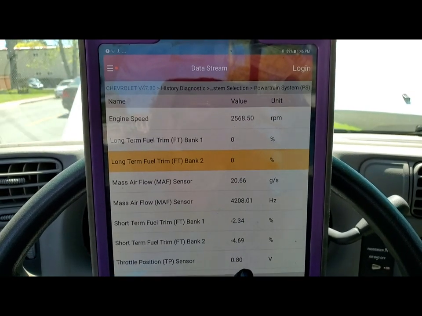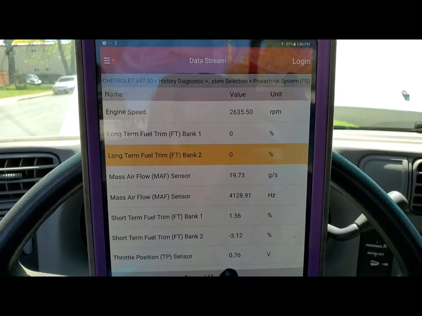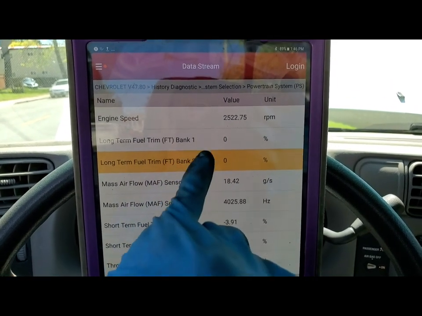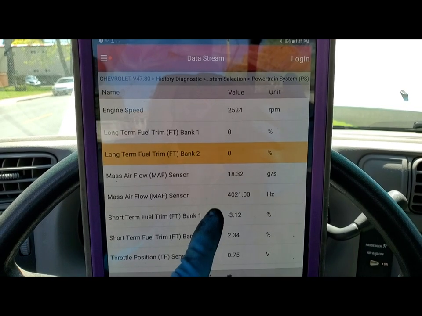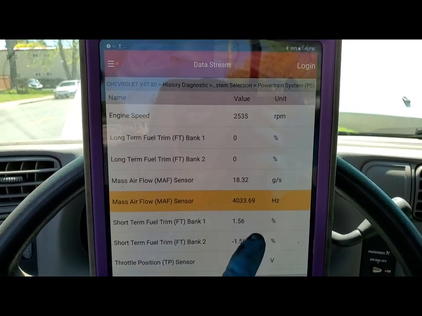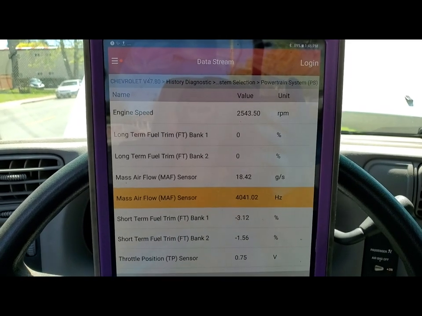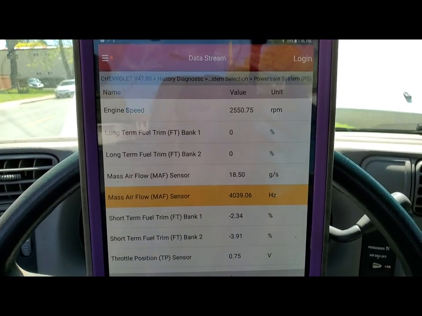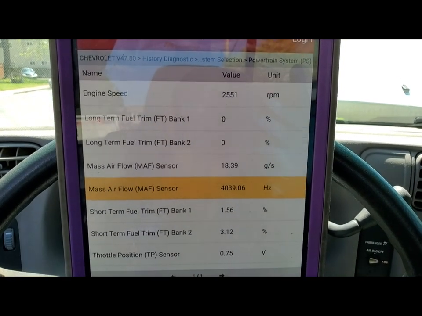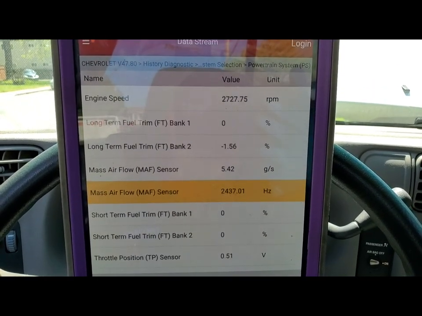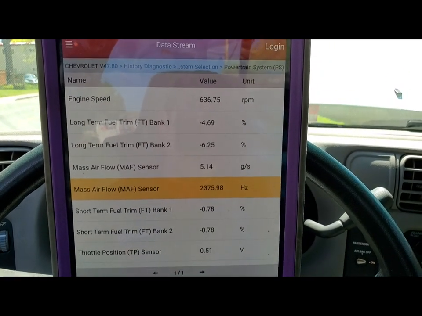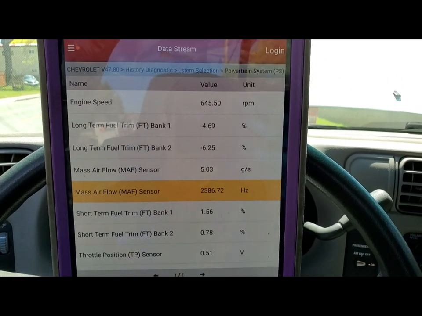And look here, fuel control. We're in good fuel control. Fuel trim, long term, all of them are in fuel control. About 18 grams per second, 4000 hertz. We're going to do a snap here. We have to go to about 8,000 hertz. Yeah, 8,500. So that proves the mass airflow sensor is in good condition.